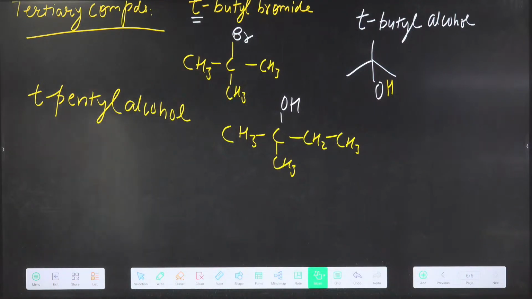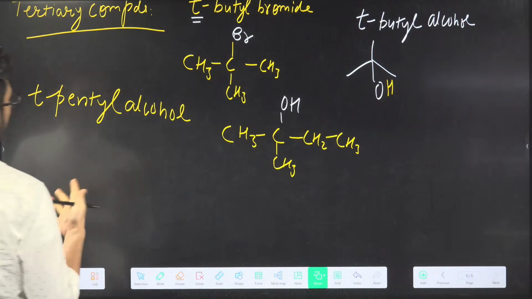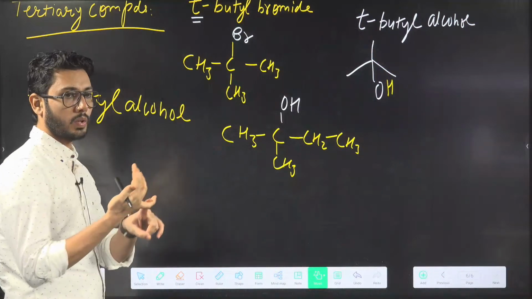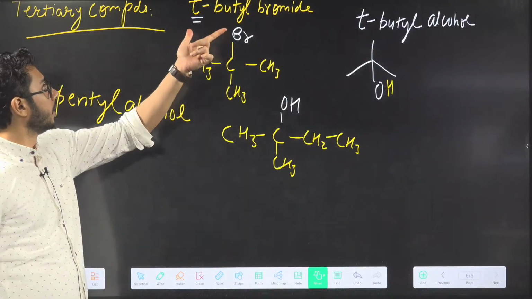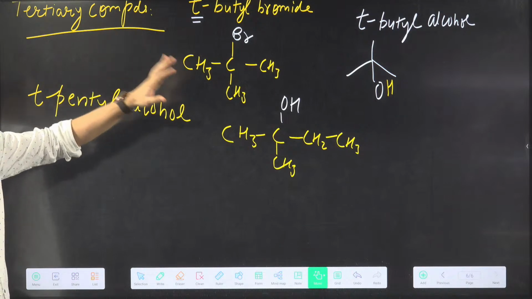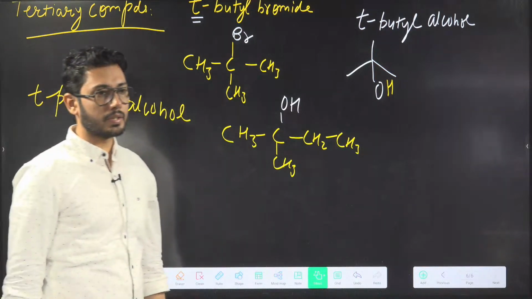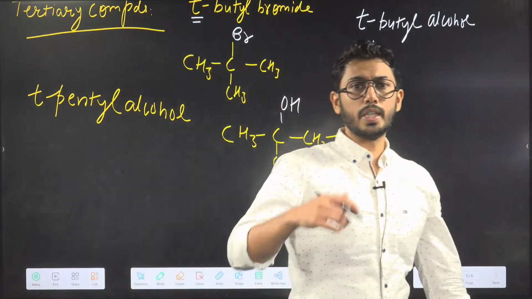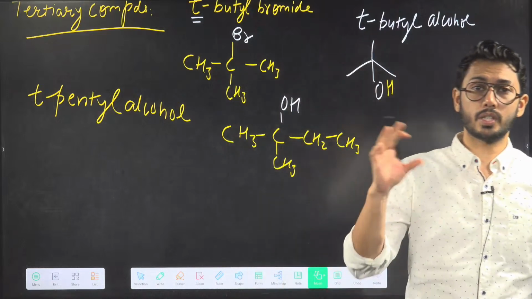So that is the meaning of common names like n compounds, iso compounds, sec compounds, neo compounds, and tertiary compounds. That is very useful, not for naming purposes, but for writing the structures in the reactions.